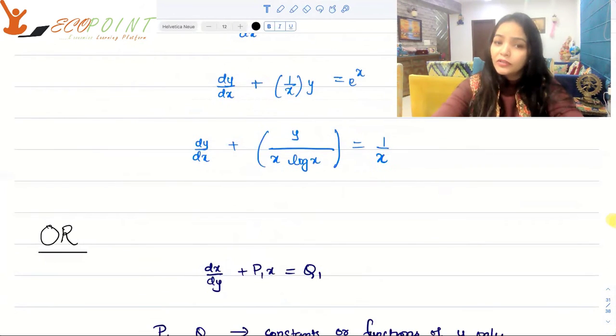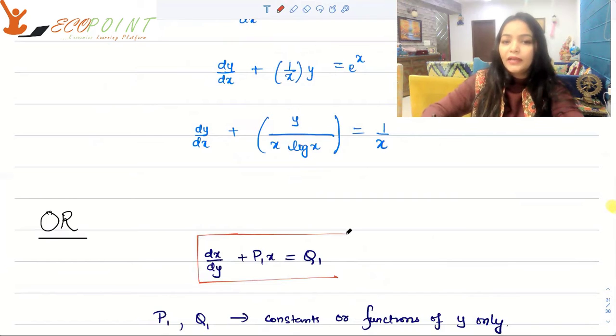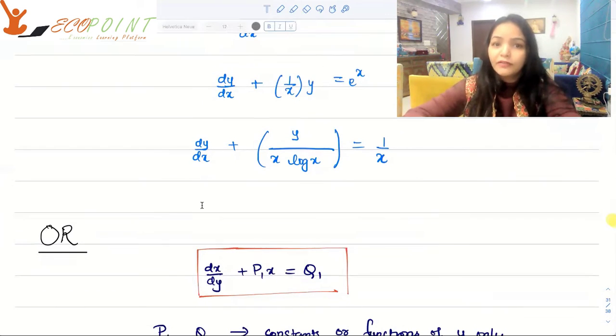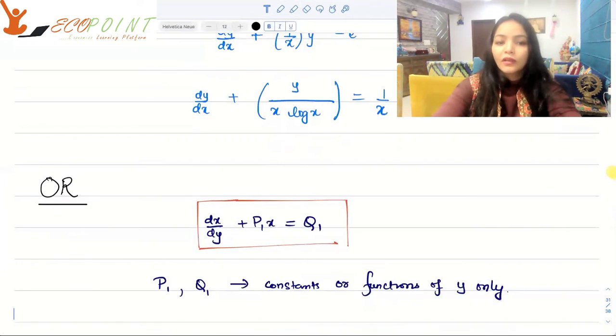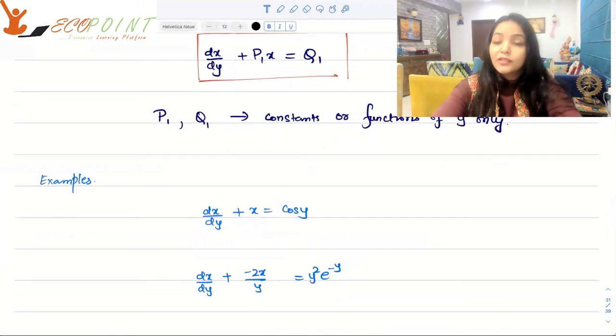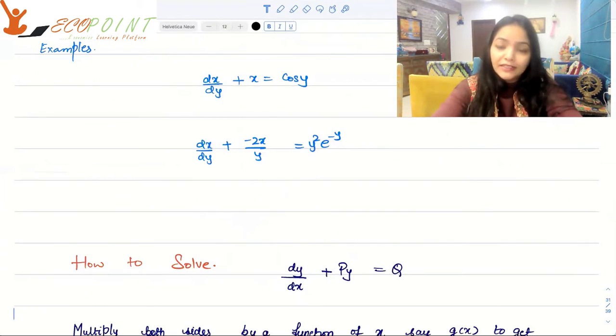Or you can also have a situation where instead of dy by dx, you have dx by dy. Then you will have dx by dy plus p1 x equals q1, where p1 and q1 are constants or functions of y. Examples could be dx by dy plus x equals cos y, dx by dy minus 2x upon y equals y square e to the power minus y, and so forth. Now, how do you solve a linear differential equation?